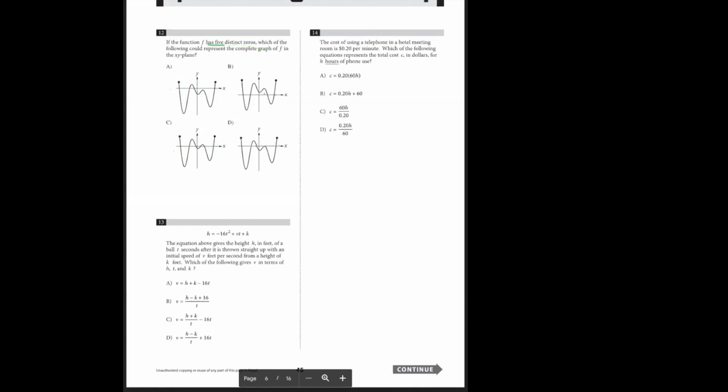All right, solving for v. The equation, of course, is h is equal to negative 16t squared plus vt plus k. Those t's kind of look like pluses, but you get it. The first thing I would do is move everything that isn't a v to the other side. So h plus 16t squared minus k is equal to vt. Just leave the v on the other side, and then divide by t everywhere.